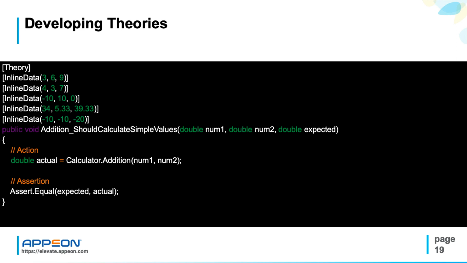But we will now perform a more close to the real-world test, where we want to test theories that challenge our code against several different sets of values, thus actually testing different scenarios that our methods could, would, or should stumble upon. So we'll change our fact to a theory. Theories usually test different scenarios or values of data, so we need to pass these values to our test method. In order to do that, we use the inline data attribute.